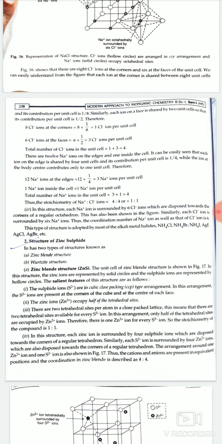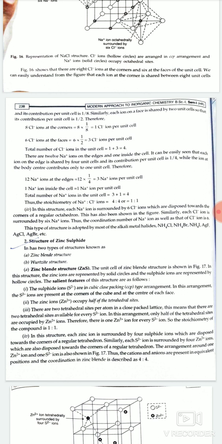Fourth point is, in this structure, each Na+ ion is surrounded by 6 chloride ions which are disposed towards the corners of a regular octahedron. This has also been shown in the figure. Similarly, each chloride ion is surrounded by 6 sodium ions. Thus, the coordination number of the Na+ ion as well as that of the chloride ion is 6.